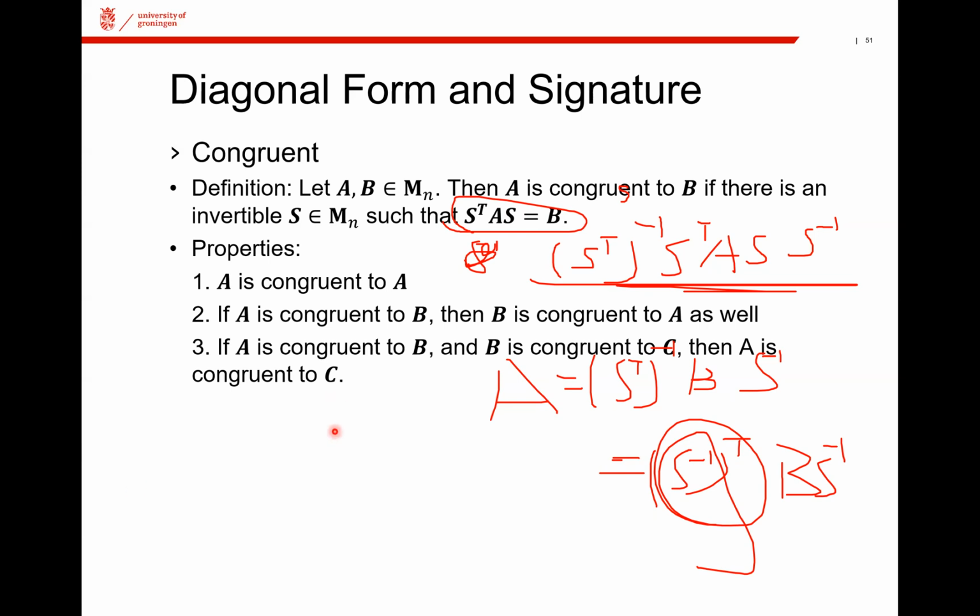Okay. Then if A is congruent to B and B is congruent to C, then A is congruent to C. Basically the logic is similar. You can prove it yourself.